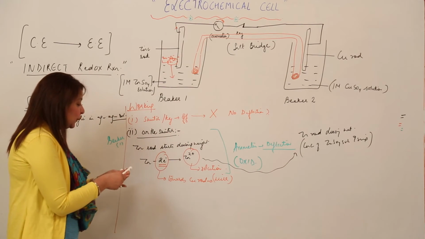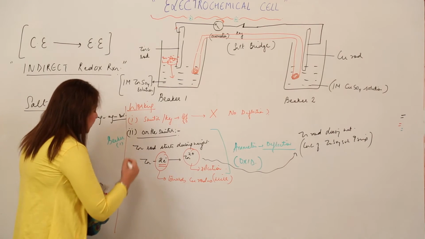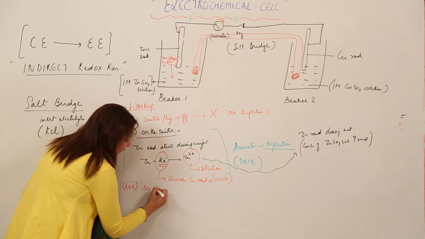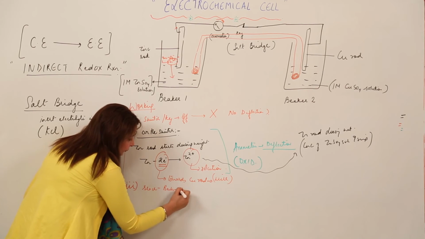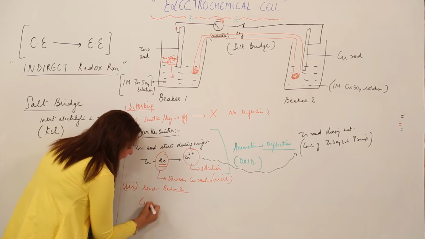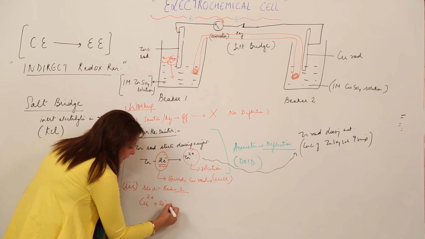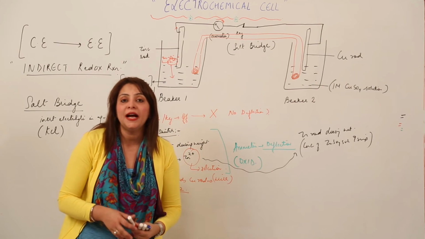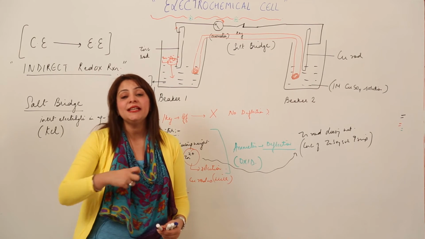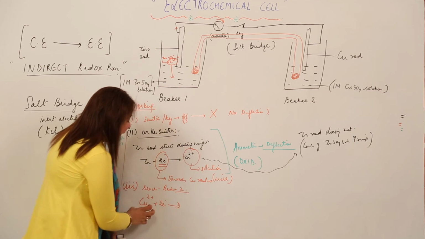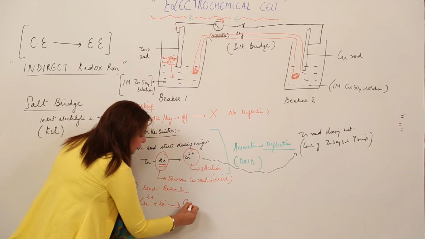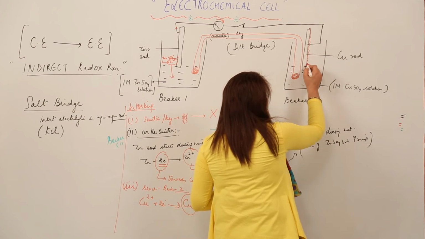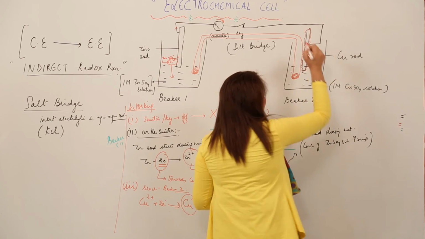Now what happens when they reach the copper rod, or you can say when they reach beaker 2? These electrons are picked up by the copper ions. As we know it is a solution, so obviously copper ions and sulfate ions are present. These electrons are picked up by the copper ions, and these copper ions get converted into copper atoms, and this copper starts depositing on the copper rod.